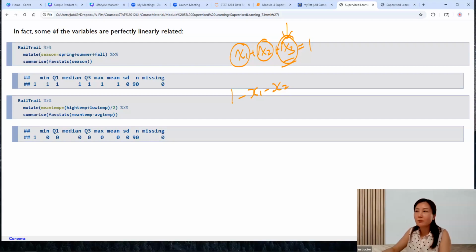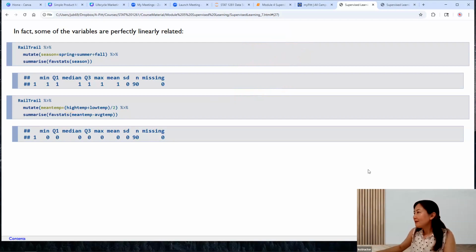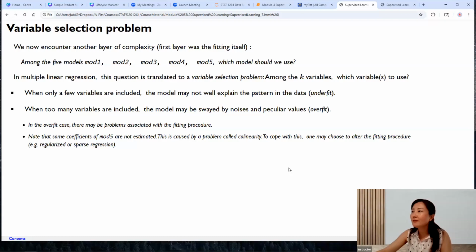The regression matrix will be singular, okay? Also, average temperature is actually the average of high and low temperature, so there is a perfect linear relationship between average temperature and high and low. That's why we cannot estimate average temperature. Right? So that raises another question: how to choose the best model?